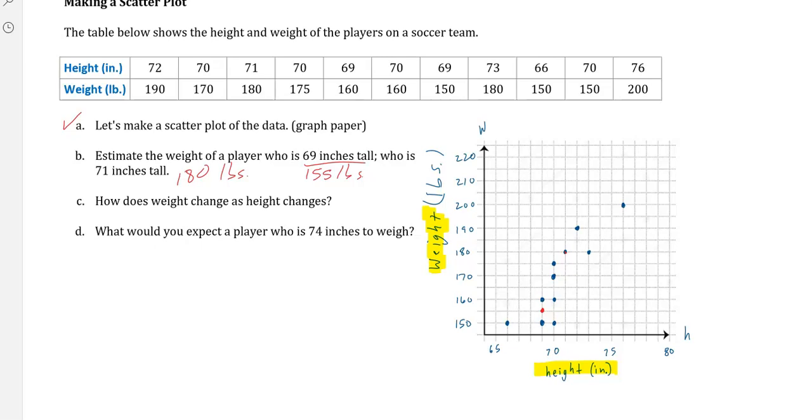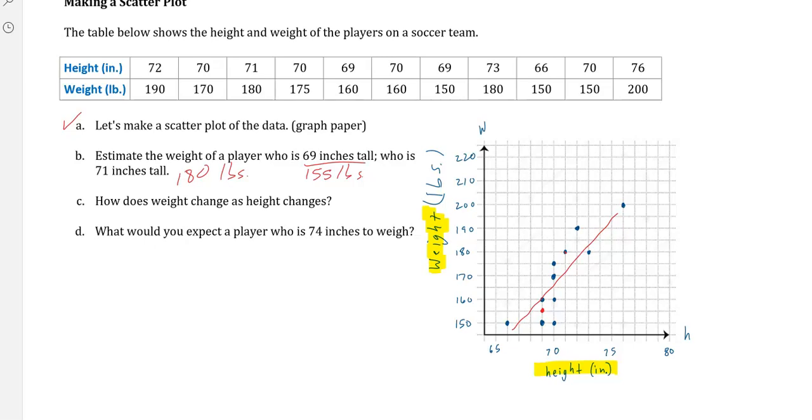So how does the weight change as height changes? As people get taller, what happens to their weight in general according to the chart? Well, we can see that as you get taller, you tend to weigh more. So as the height increases, the weight increases. That answers this question.